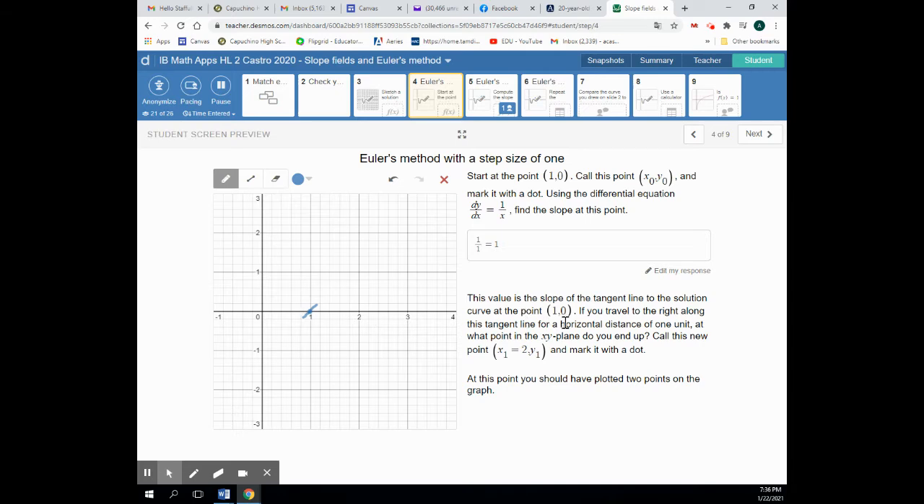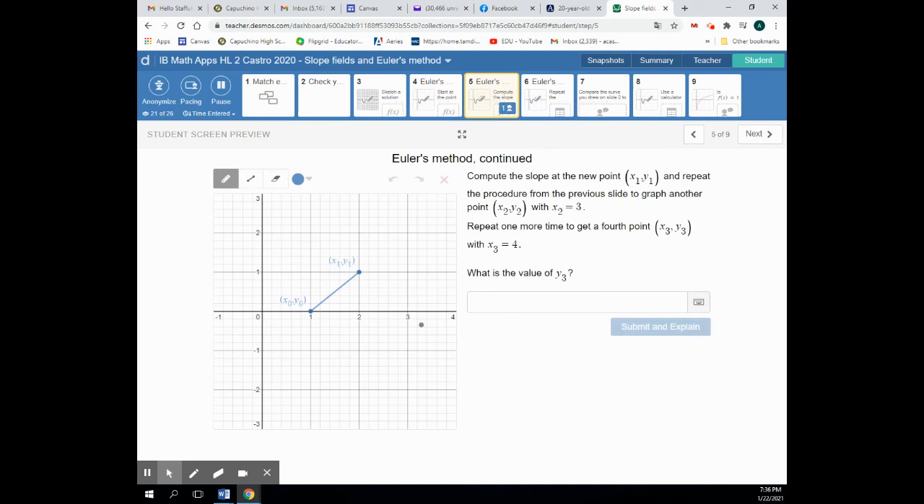And then it says, what if I travel 1 horizontal distance to the right? So I'm going over 1. That means I'm going to end up going up 1. So there's my next point right there, and that will be x1, y1. Notice the value of x is 2, and the value of y is going to be 1. So that would be at (2, 1), and I marked it with a dot. So at this point, you should have 2 plotted points on the graph. That's all we had to do on number 4.